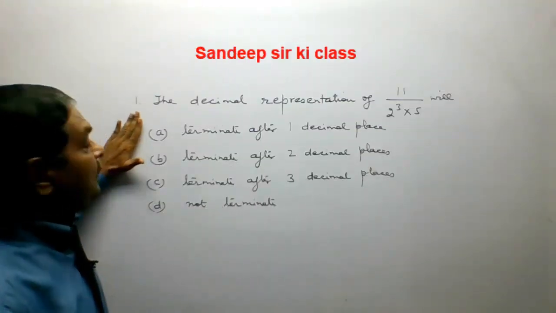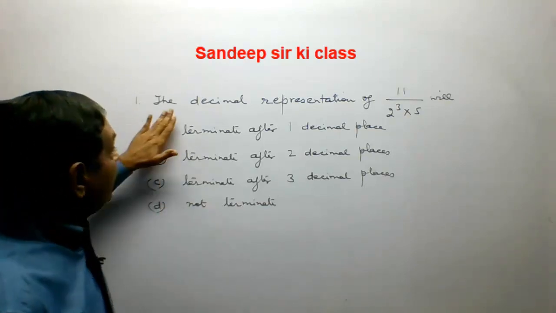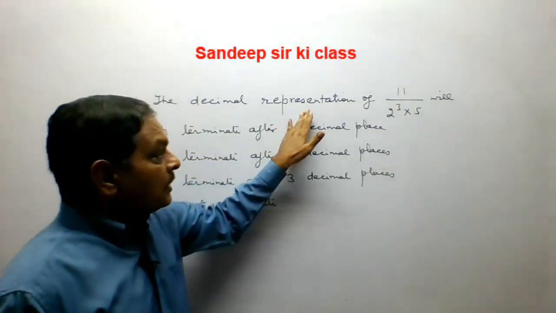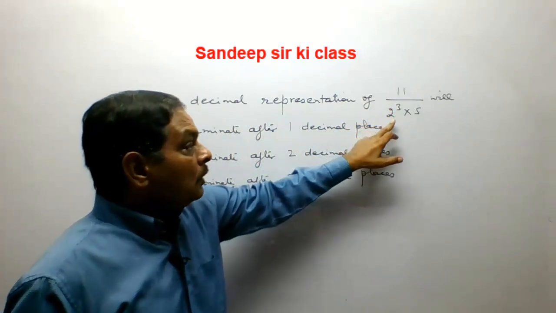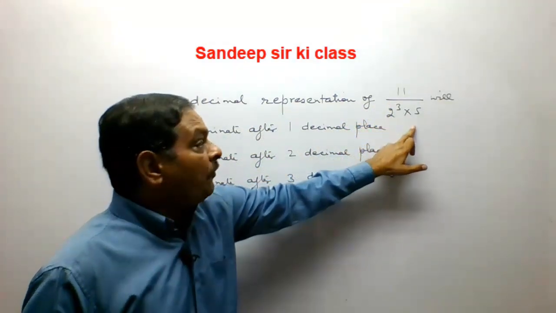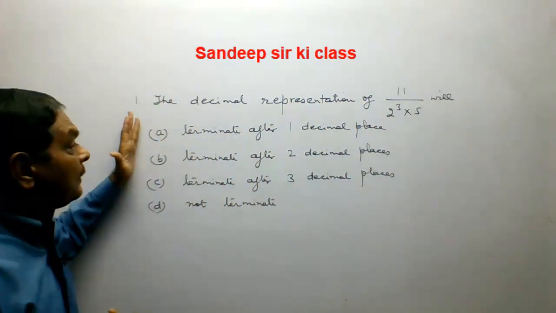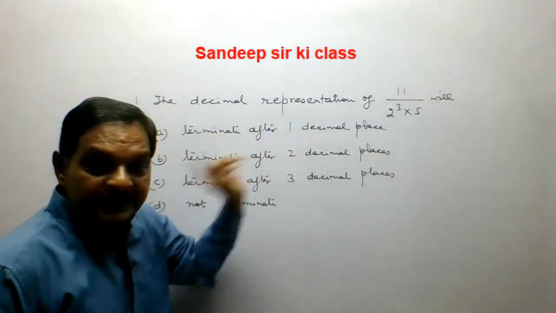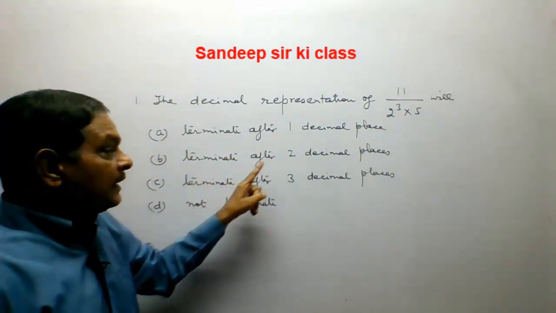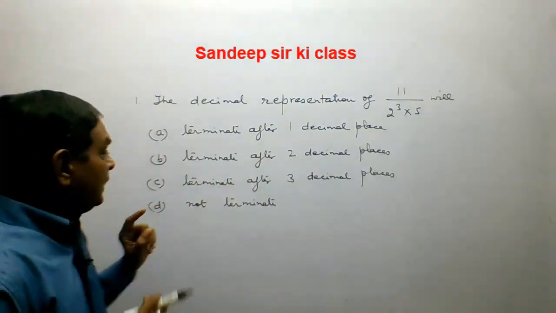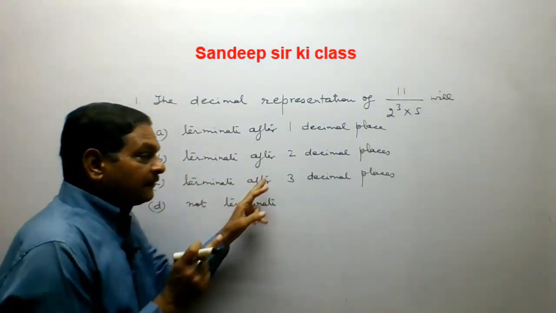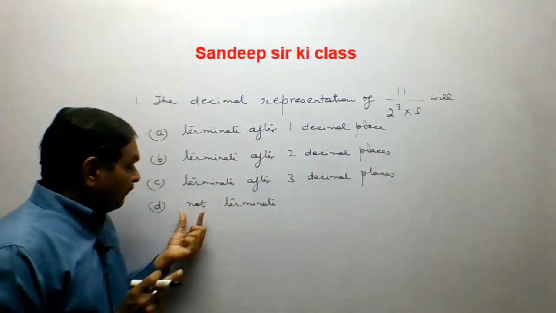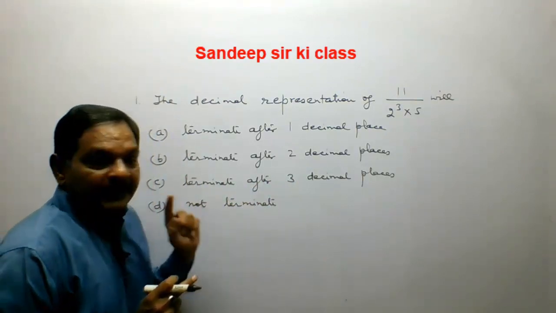Question number 1 of 1 mark. The decimal representation of 11 upon 2 raised to the power 3 into 5 will: options are A, terminate after 1 decimal place; B, terminate after 2 decimal places; C, terminate after 3 decimal places; and D, not terminate.